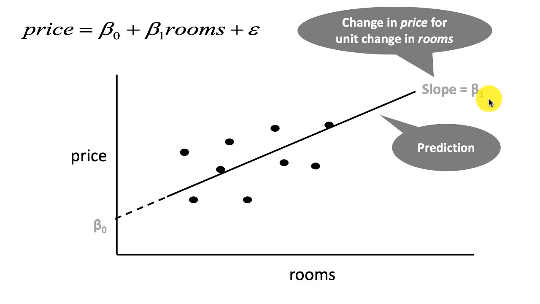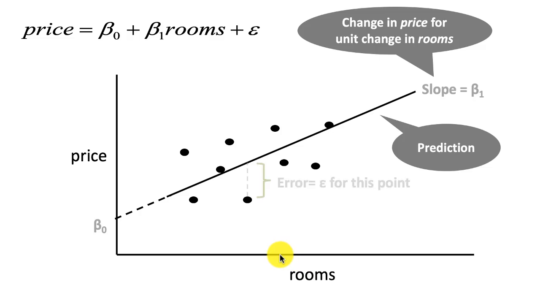So in the case of simple linear regression, the coefficients beta 0 and beta 1 have this geometric interpretation. Okay, so slope is beta 1 and this is this. The intercept is beta 0. And of course, in this particular case, the slope represents essentially how much will the price change for 1 unit change in the number of rooms, right?